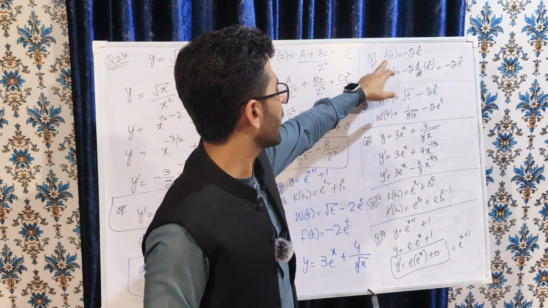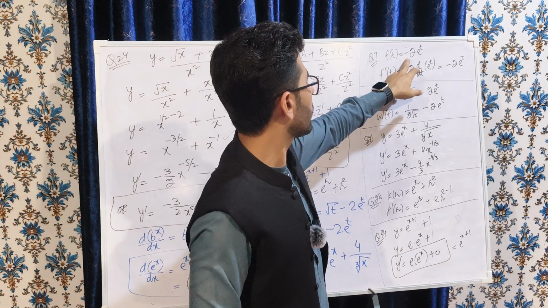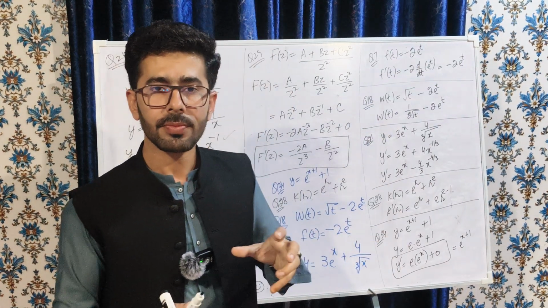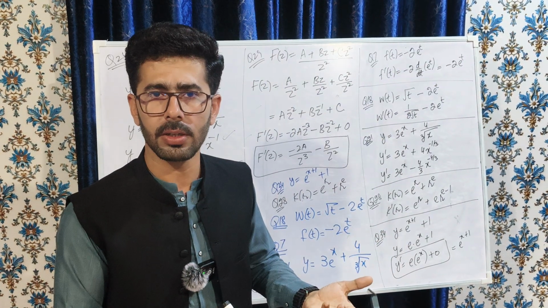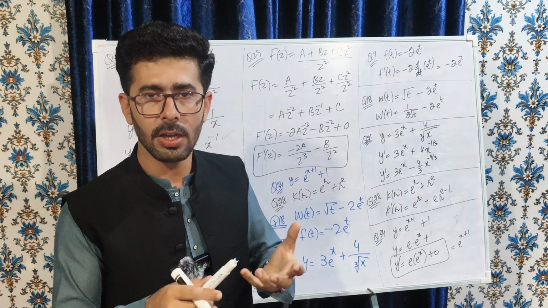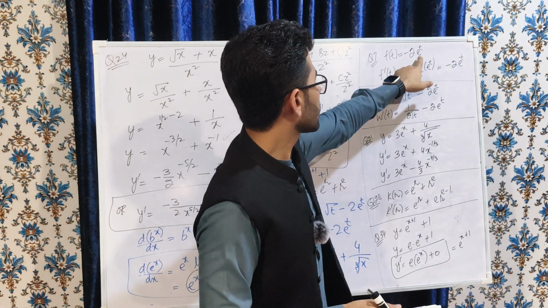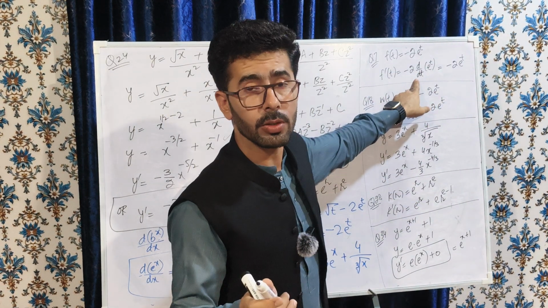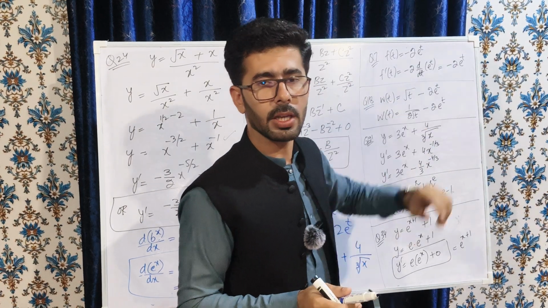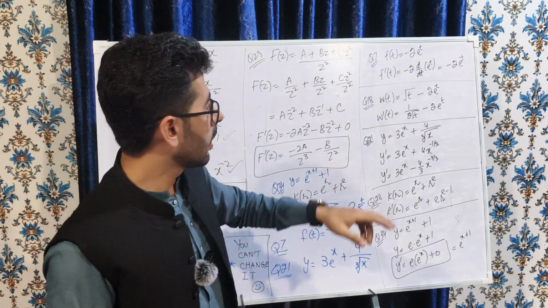So question number 7 had f of t equals minus 2 times e power t. So we keep minus 2 out of the discussion. We take the derivative of e power t. The derivative of e power t with respect to t should be e power t. So we get the same answer, minus 2 e power t.